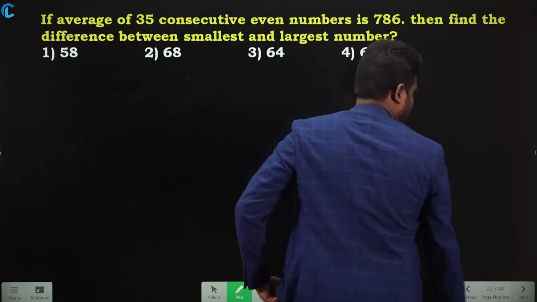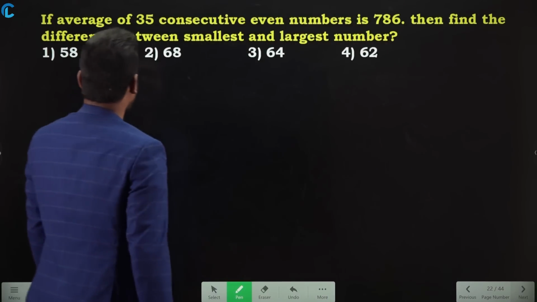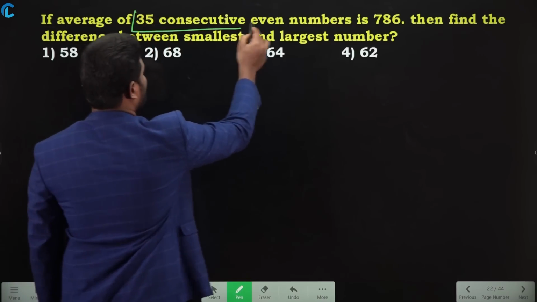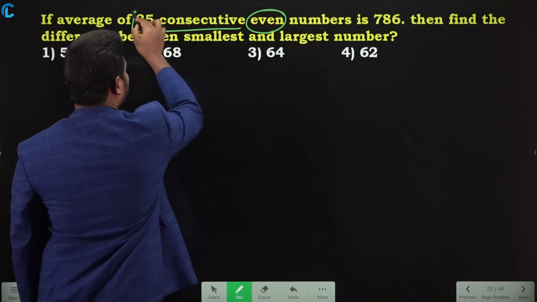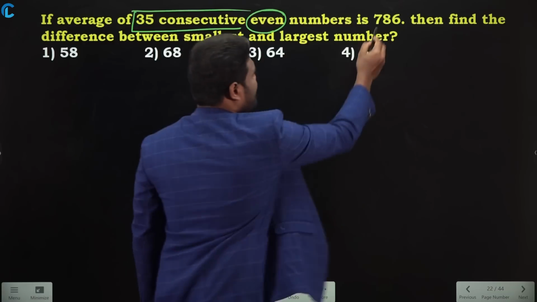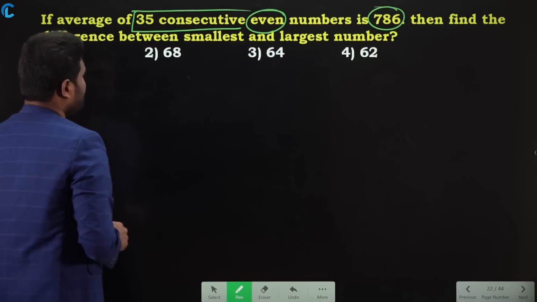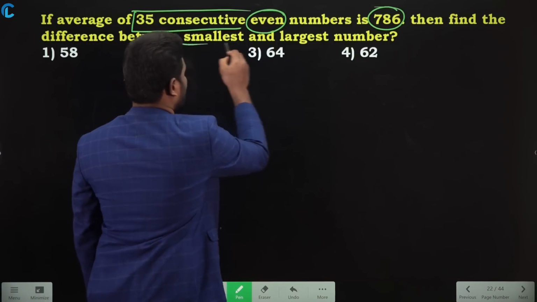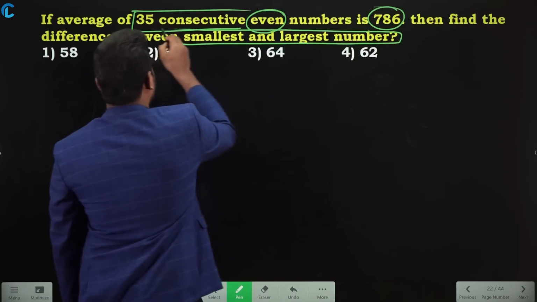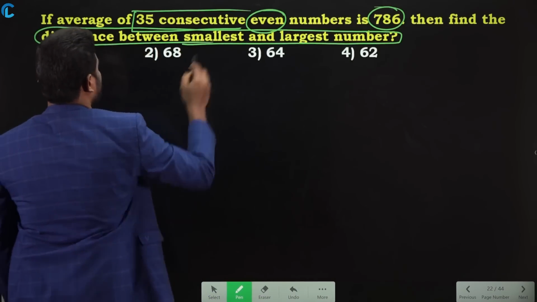Okay. Let us look at the next similar question. The average of 35 consecutive even numbers is 786. Then find the difference between the smallest number and the largest number. Now this question is about the difference between the smallest number and the highest number.